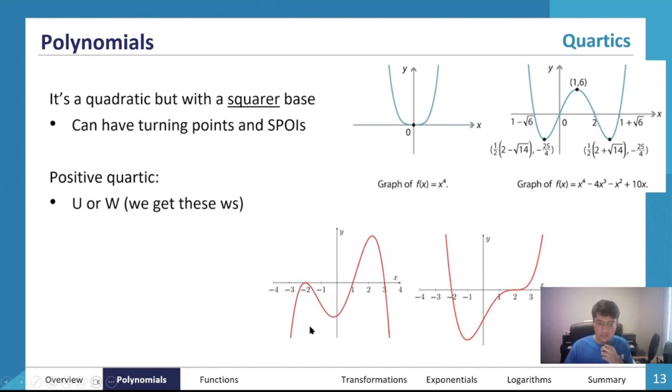You can also have situations where you have three different turning points, in which case you get, like here, an upside down W. You might have a not upside down W, just a normal W looking shape. So in general, just remember you can have either U's or W's for positive quartics. That's equations with the greatest power being 4 and no negative sign out front in this x to the 4 term. This is going to take the shape of a U or a W.